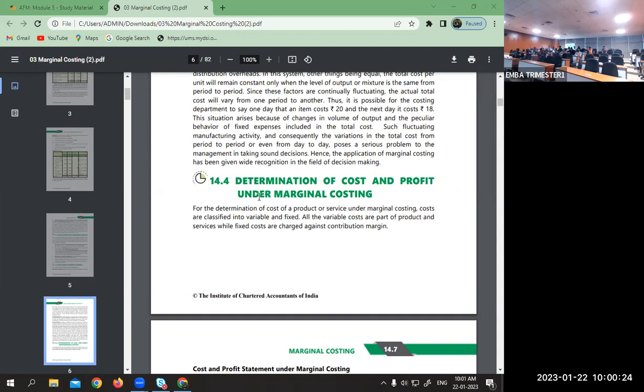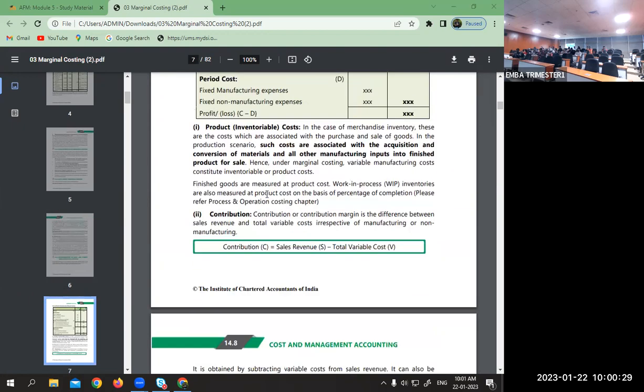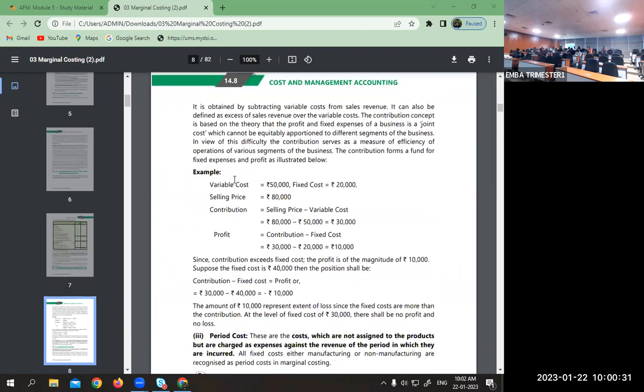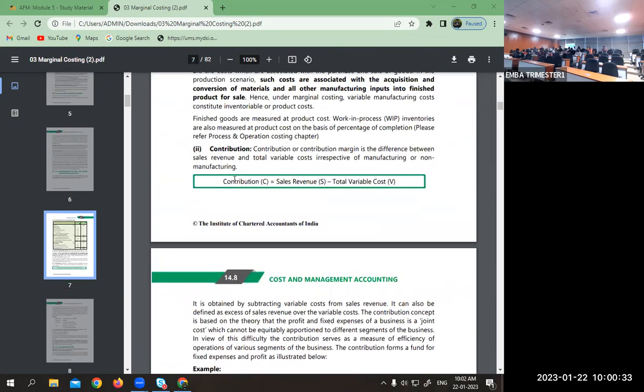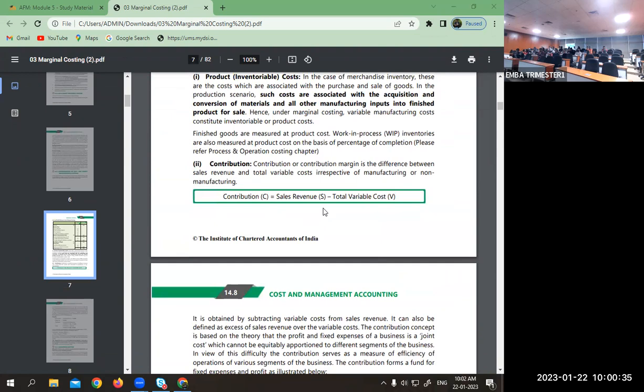Okay, so based on this categorization of cost, we prepare a statement. The statement is called the marginal cost statement. In the marginal cost statement, we have this breakup called contribution. Normally in a profit and loss account, to find out the profit of an organization, we subtract the total cost from the total income, to find out the profit.